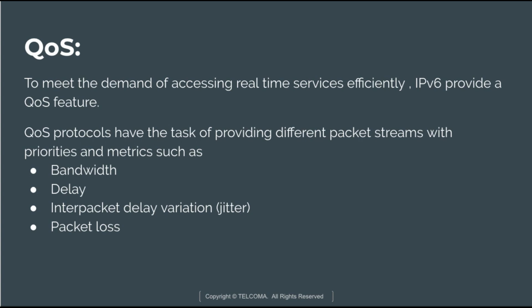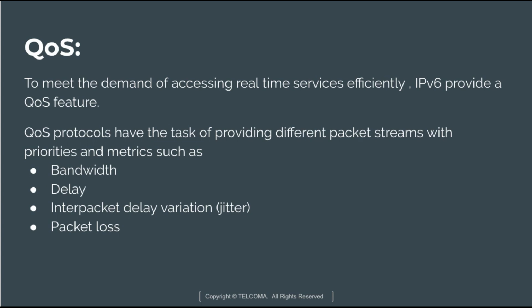QoS protocols have the task of providing different packet streams with priorities and metrics such as bandwidth, delay, inter-packet delay variation, that is also known as jitter, and packet loss. So these are the parameters that are considered by the QoS protocol.